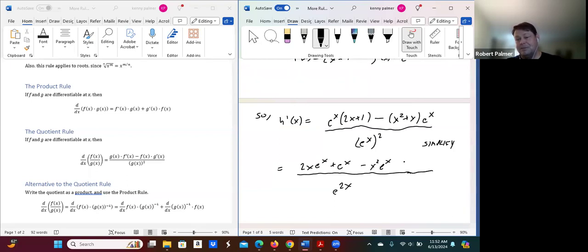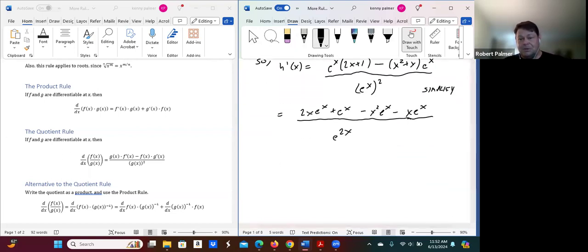So e to the x times x, x e to the x, and also since I have a negative out front, that's negative. And then finally, can I combine any of those like terms? Actually, I can. These two here, this one here and here, are like terms. They both have an x times e to the x. So we're almost there. If I have 2 x e to the x minus 1 x e to the x, I have just x e to the x plus e to the x minus x squared times e to the x over e to the 2x.